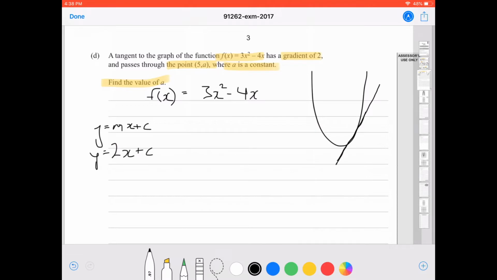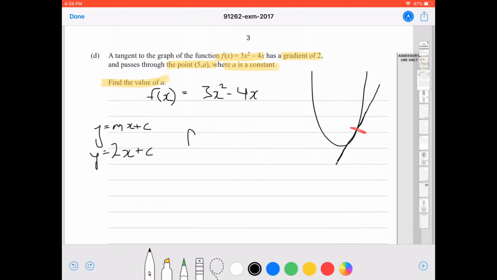Okay, now we know it passes through the point (5, a). That's not saying that this point in here is (5, a). It just says the tangent happens to pass through the point (5, a). And so I think what we want to do is find this point in here, where the tangent touches our graph.